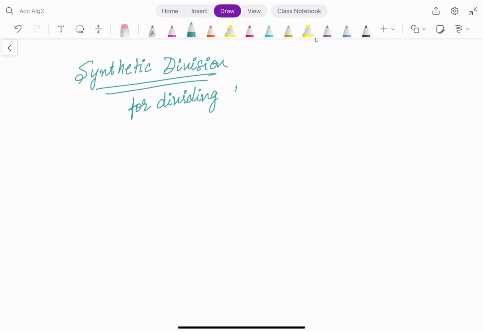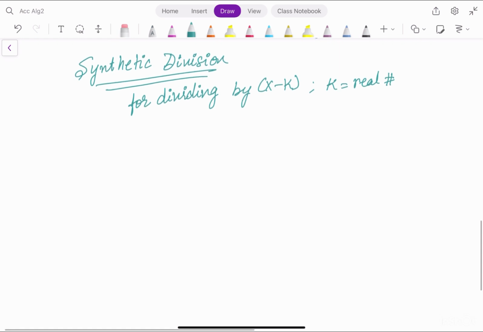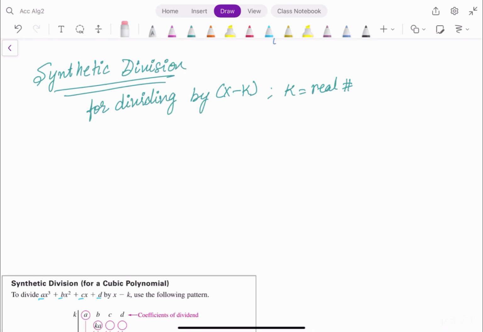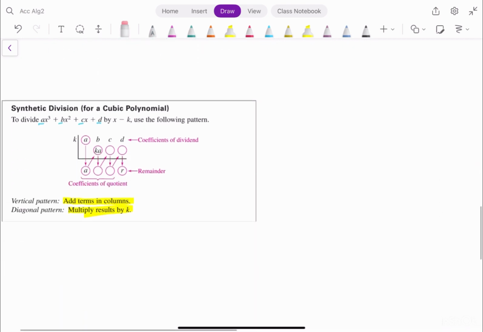But there are other tricks through which you can use synthetic division even with the quadratic. That means dividing by a quadratic. But for the basic understanding, we are only dividing by a linear function. So k is any real number, and there is a process that we need to follow for synthetic division. So this is the whole entire process.